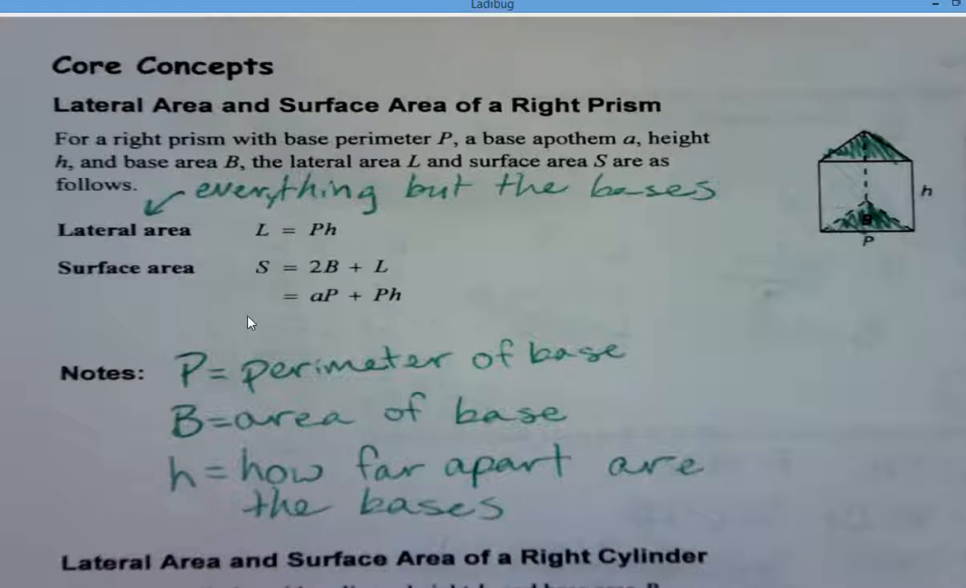This one is a triangular prism. The way you identify what type of prism it is, you figure out what's the weird shape on it. They're all going to have rectangles in them. This one has a triangle. They don't all necessarily have triangles.